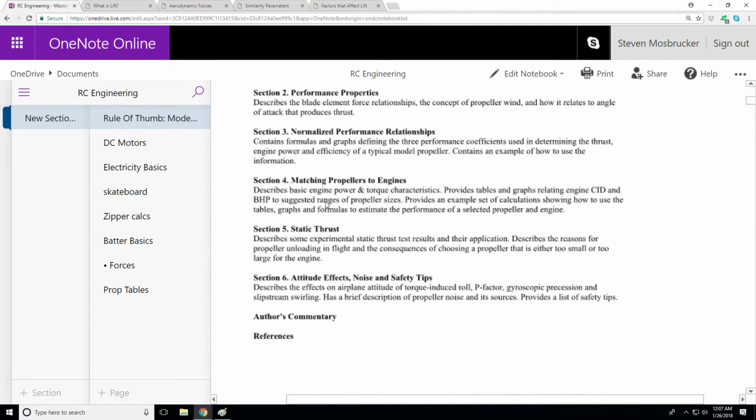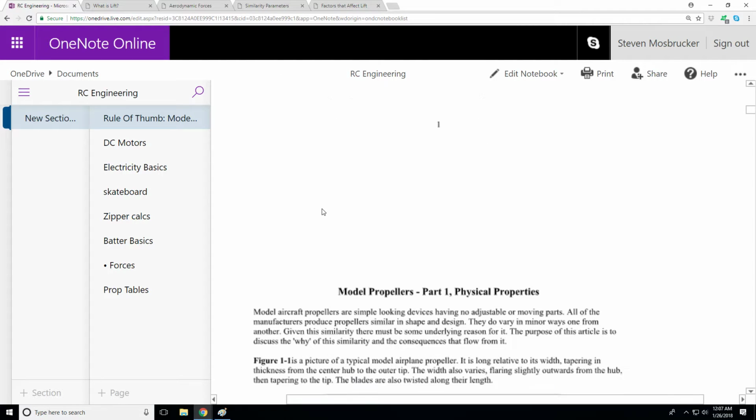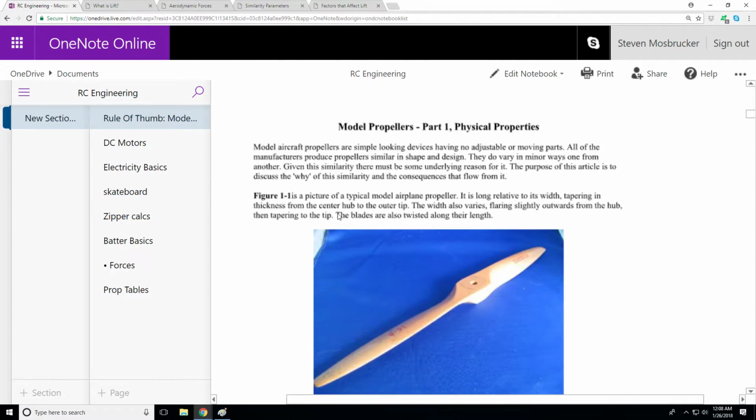The rest of these we'll be going over later. So we're only going to do Synopsis and Sections 1, 2, and 3. So let's go ahead and get into it.